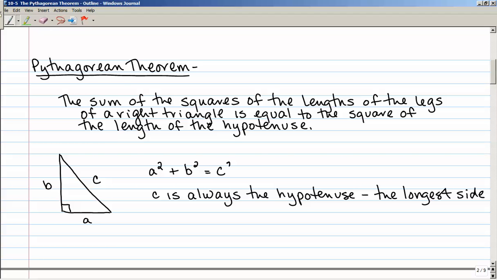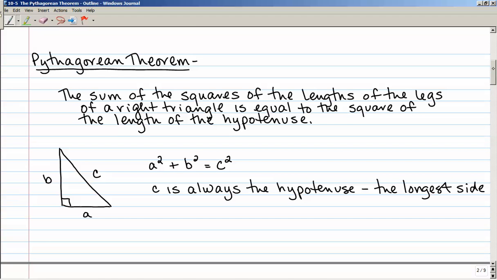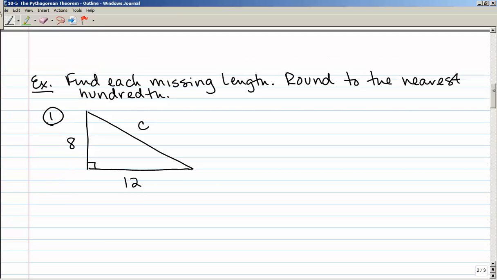And I see I forgot to put a squared there. So in other words, if A and B are the legs, A squared plus B squared equals C squared, and C is always the hypotenuse. C must be the hypotenuse. You can interchange A and B, but C has to be the hypotenuse, and it's always the longest side of the triangle. So here are a few examples.